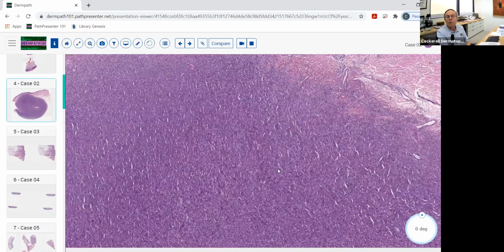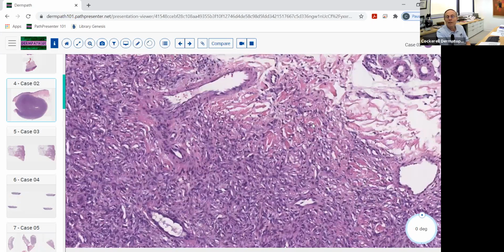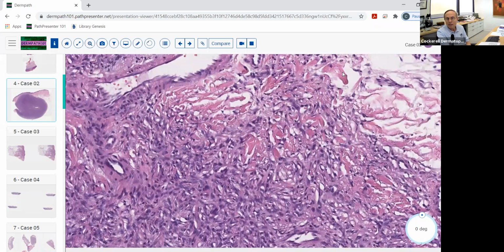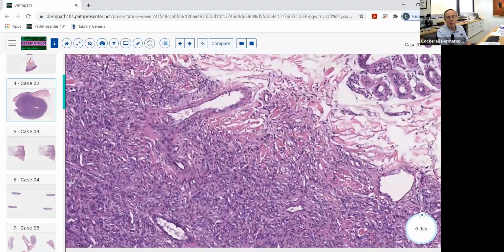And then if you look at the periphery, you may see that collagen trapping again, that keloidal collagen bundle surrounded by these fibroblast histiocytes like we saw in the other lesions. So nice example here of a cellular dermatofibroma.